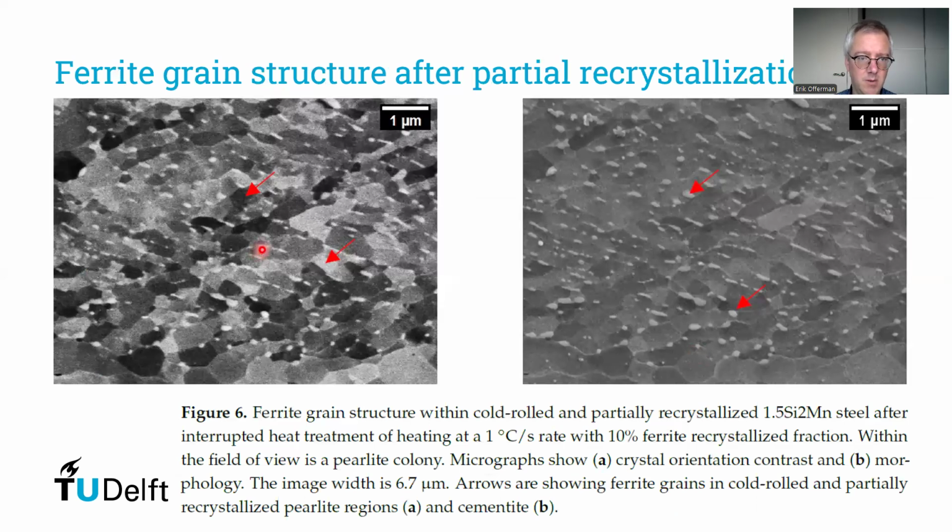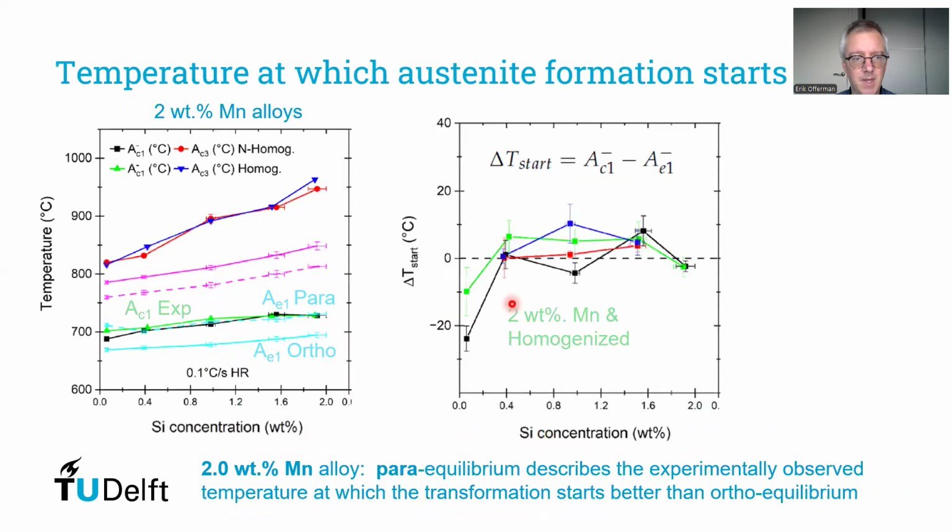After the hot rolling, the material was cold rolled, and then upon heating, the deformed microstructure recrystallizes. So this was the ferrite microstructure, and here you see the cementite before we start forming the austenite. Now in this graph, which is quite a full graph, I would like to draw your attention to this part of the graph. Here you see temperature, and here you see the silicon concentration. So these are the different alloys with different silicon concentration.